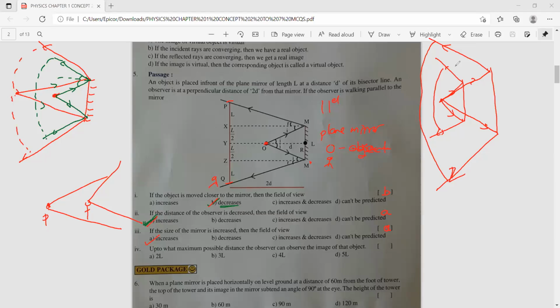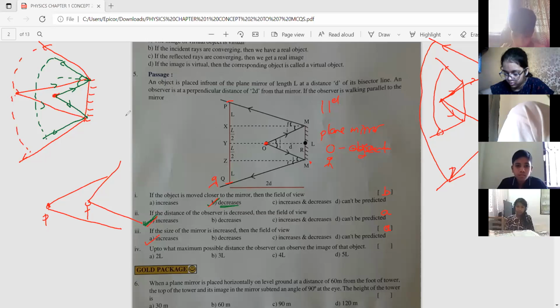See the first question given. If an object is moved closer to the mirror, they're asking. When the object is moved closer to the mirror, the angle of divergence is going to decrease. In that condition, the field of view is going to decrease. The first question's answer is D. When the observer is here, the field of view is more. When the object comes closer to the mirror, the divergence decreases, so the field of view is going to decrease again.